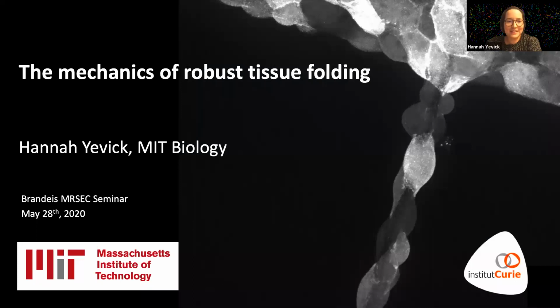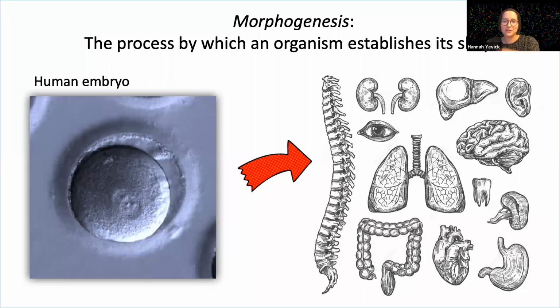Okay. Well, thanks so much for the introduction and for the invitation to speak about the work I've been doing on the mechanics of robust tissue folding. What I'm interested in is the physics of how complex 3D shape is established during development. Namely, how do you go from a single cell or sphere into a complex multicellular organism, which is comprised of many different intricate structures.